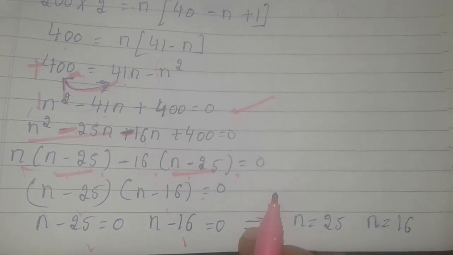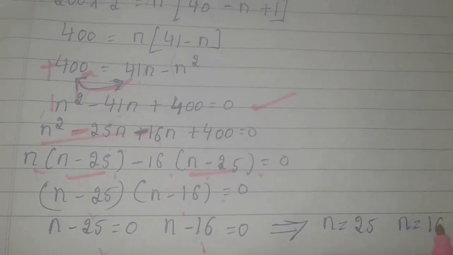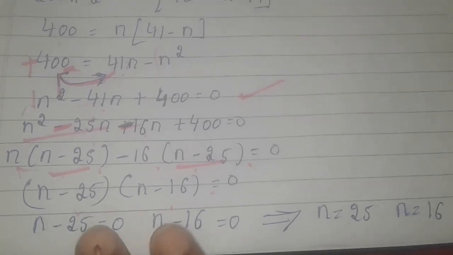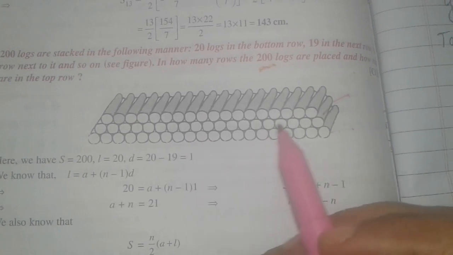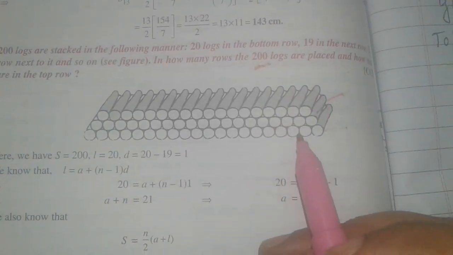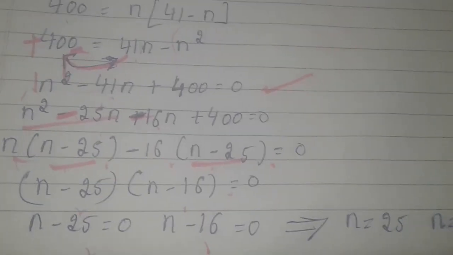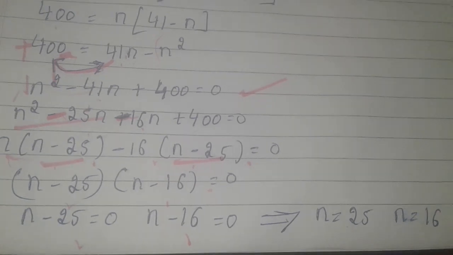Now here one question arises: whether I should consider both n as 25 and also 16. If I consider both, this question becomes meaningless. The number of rows cannot be 25 and also 16. Any one I have to consider. But how do I have to neglect one? So let me see.